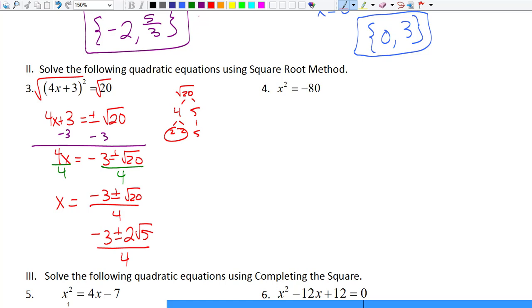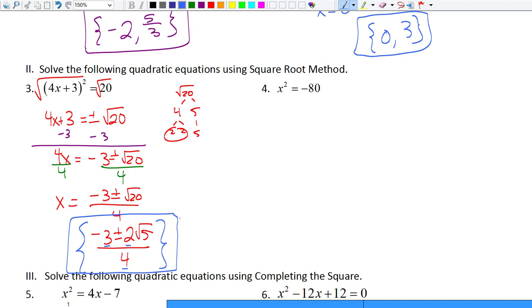So at this point, I have to determine if it can reduce some more. So we have 3, 2, and 4. Can 3, 2, and 4 be reduced or divided to have a common factor? No, they can't. So this is my final answer. I do not have to break it up at all because there is no i, so I don't have to split it up. I'm just going to leave it that way.